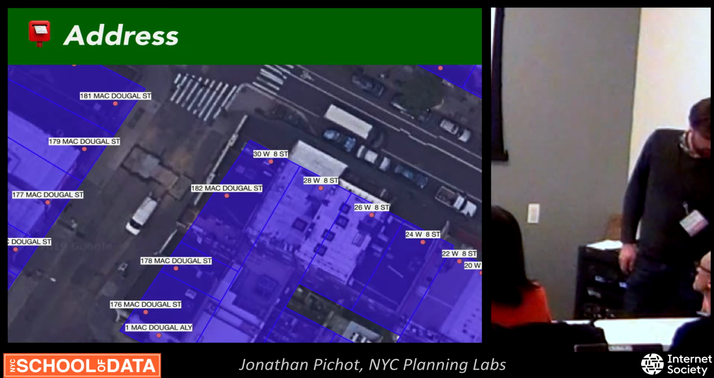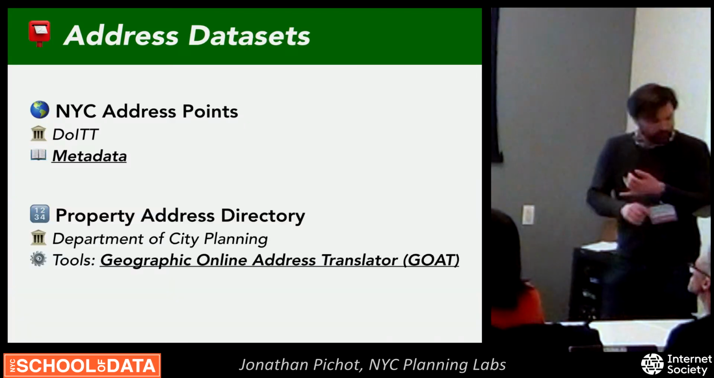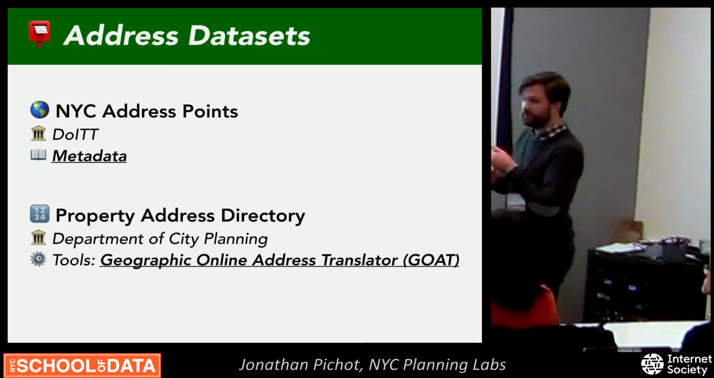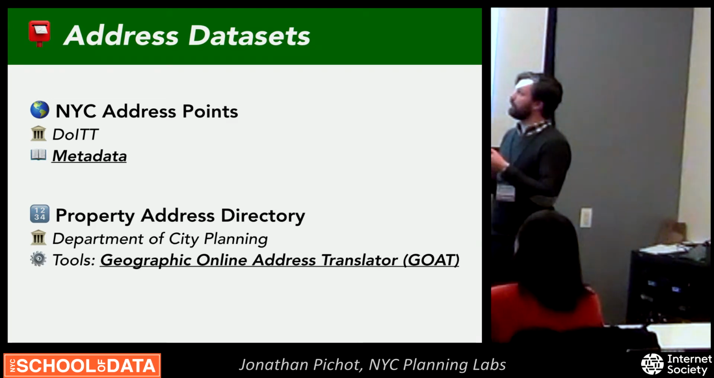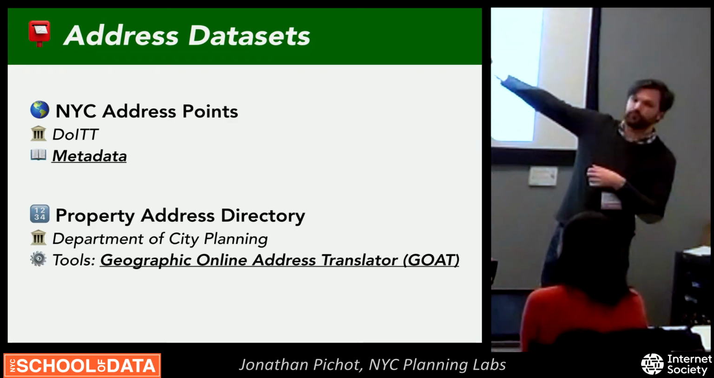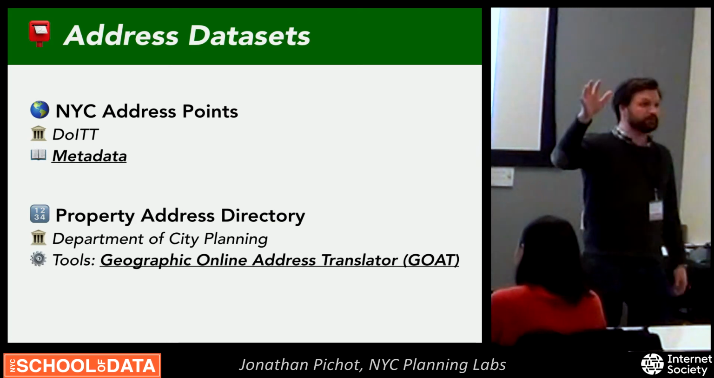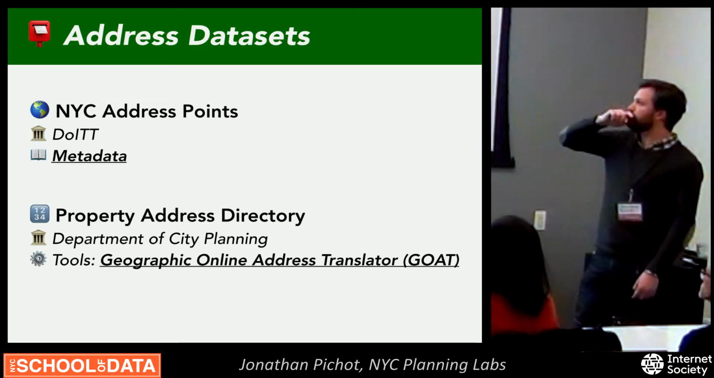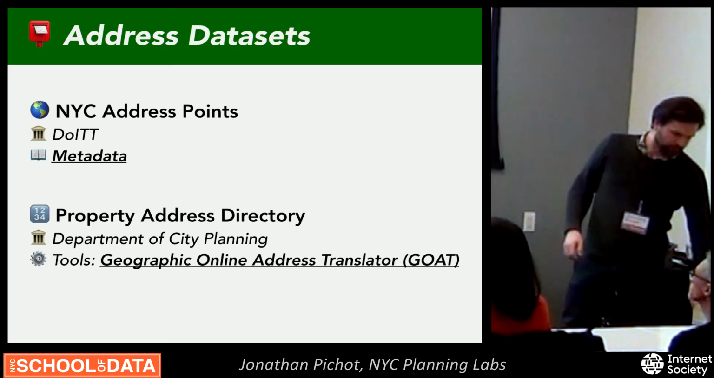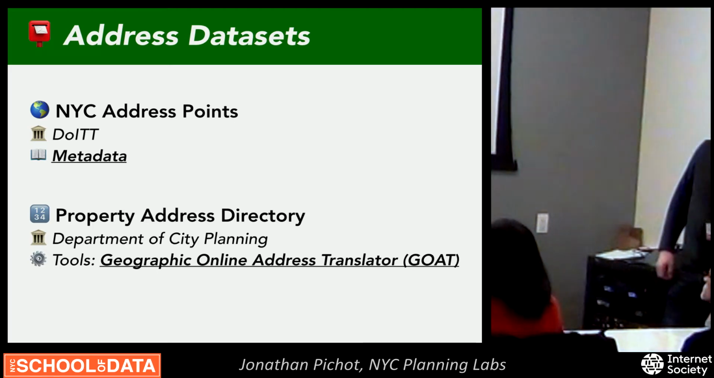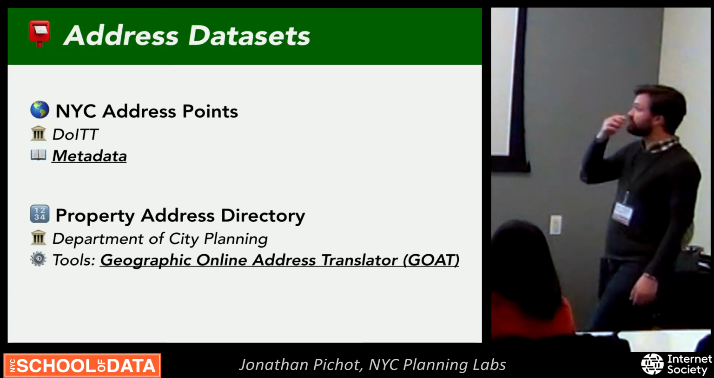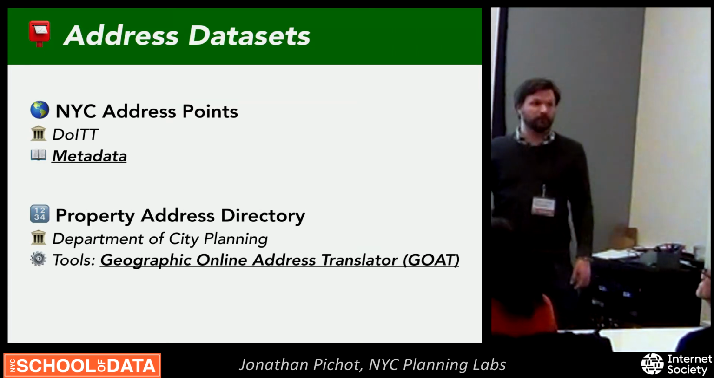Okay. Well, where are these addresses coming from? How does that work? There's this New York City address points data set, which you can get from Open Data. There's actually fantastic metadata on all of DoIT's data sets and even others. And then the property address directory also has addresses.